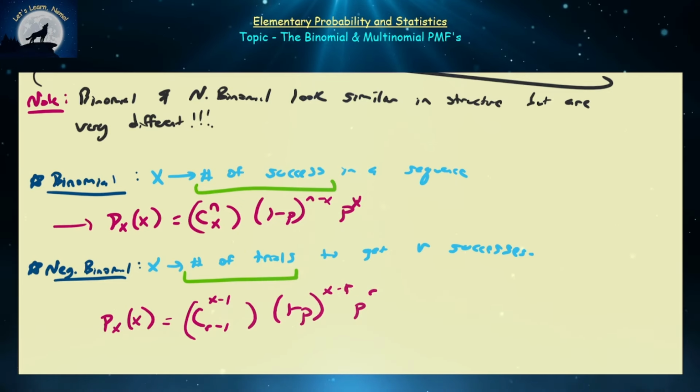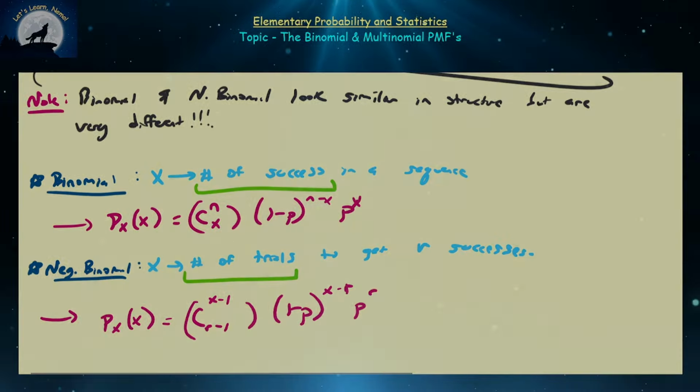Yes, they look very, very similar, but they should never be confused between each other because they're measuring completely different things. Binomial, the number of successes; negative binomial, the number of trials. So make sure you understand what the problem is asking, because you should not be getting these two problems mixed up, although their formulas on the surface do look very, very similar to each other.